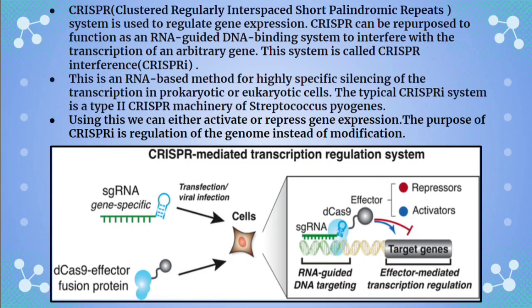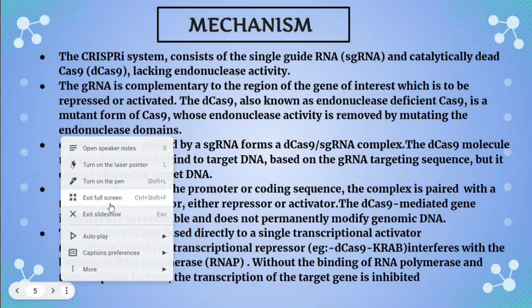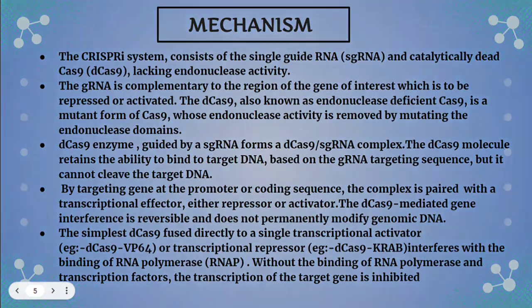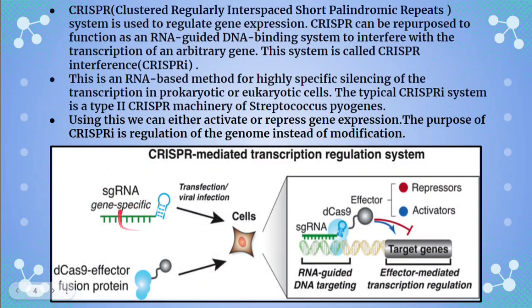The typical CRISPR interference system is a type 2 CRISPR machinery of Streptococcus pyogenes. Using this, we can either activate or repress gene expression. The basic purpose of this CRISPR interference is regulation instead of modification. So in this picture, as you can see, there are the factors which are included in CRISPR interference. First is the sgRNA, which is a single guide RNA. Second is the D-Cas9 protein, and third are the transcriptional effectors, which can either be repressors or activators.